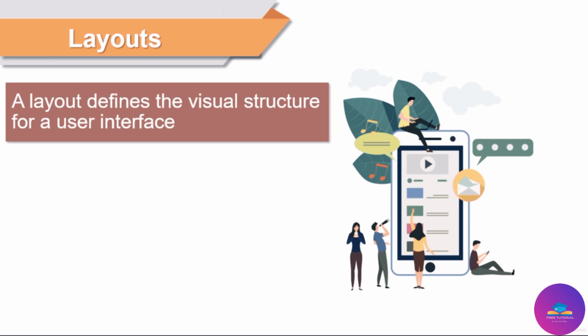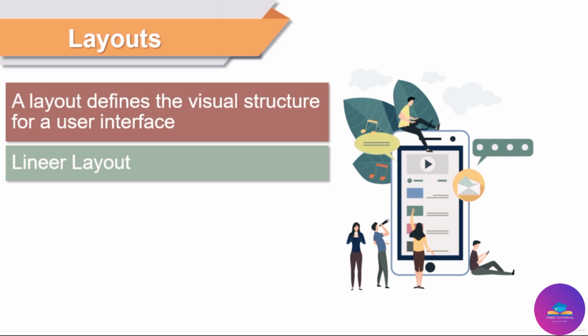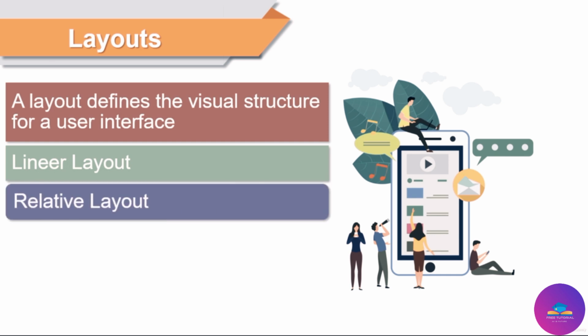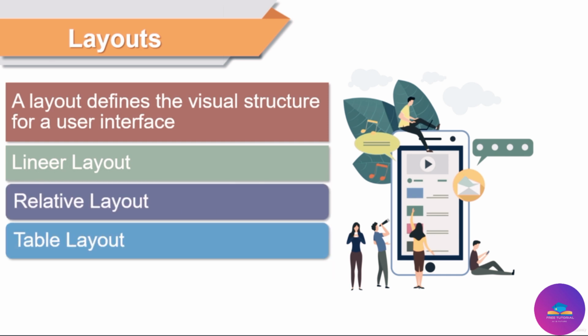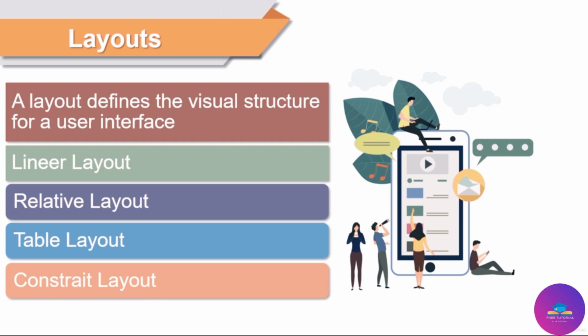So we're going to use layouts to establish components in a particular order. These components are buttons and text views, radio buttons, and anything you can pretty much think of. There are varieties of layouts, and these are linear layout, relative layout, table layout, and constraint layout. So these are the main types of layouts, and we'll speak about the first three layouts in this video.